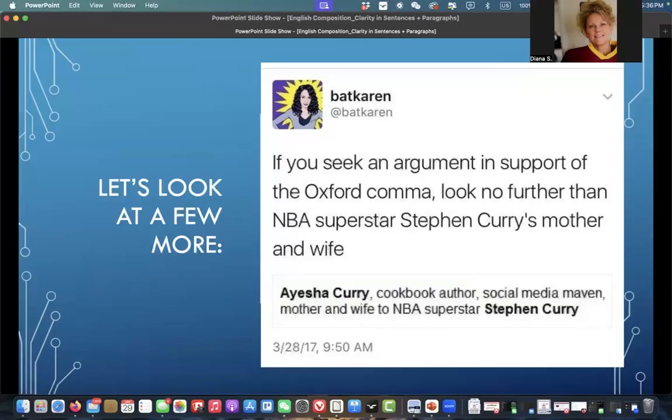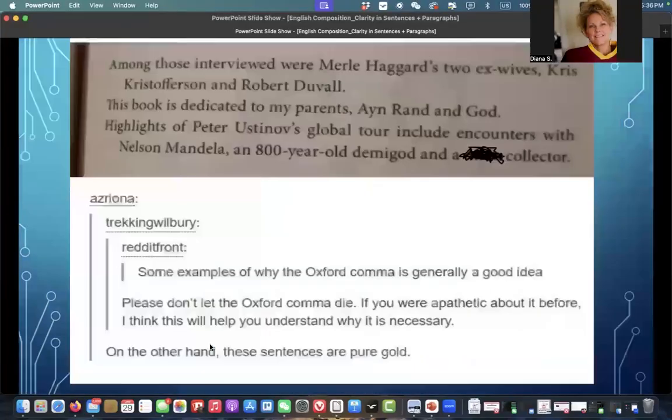Typically, you put a comma where you would make a pause. You would make a pause as you're reading this. There should be a comma after mother because it's a list.